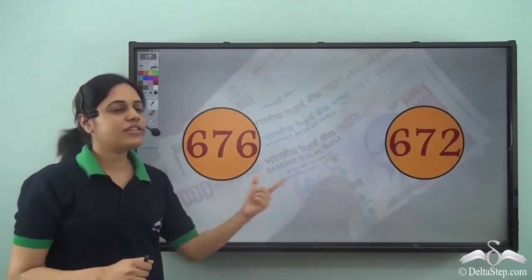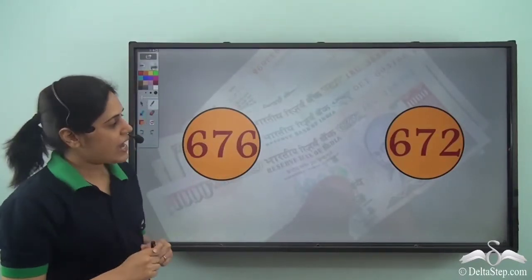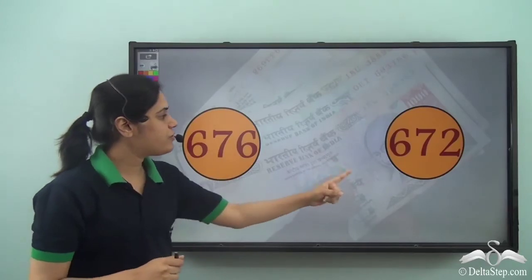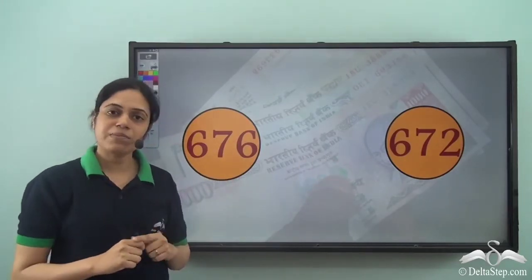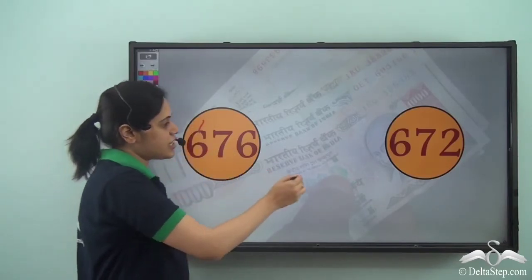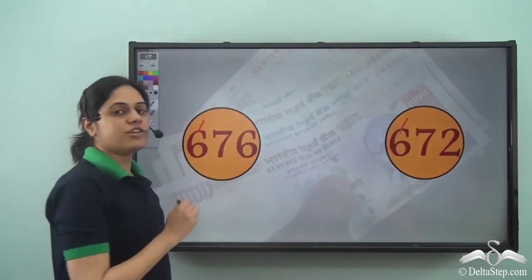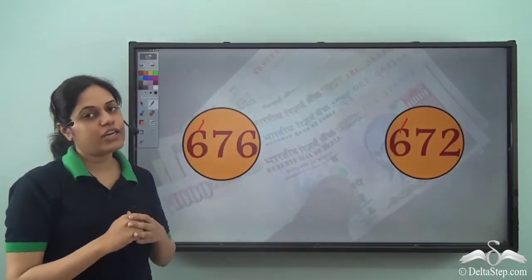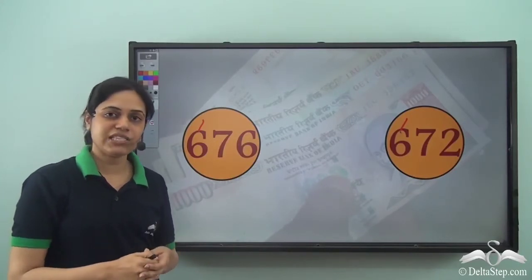Now can you solve this one? So as we can see, the number of digits in both the numbers is the same, which is 3. The first digit here is 6. The first digit here is 6 again. So we cannot use the second trick as well.